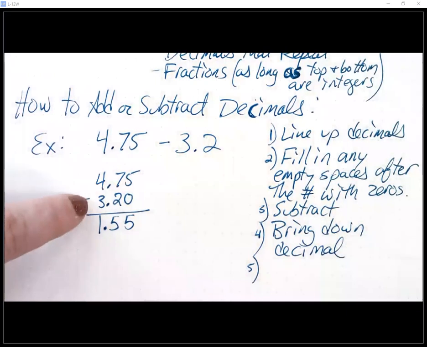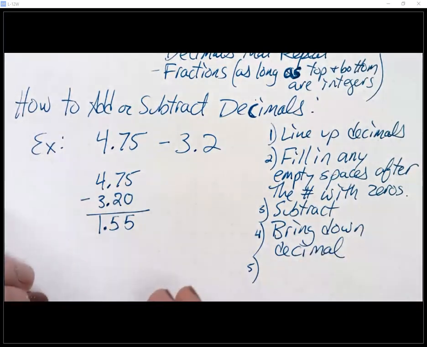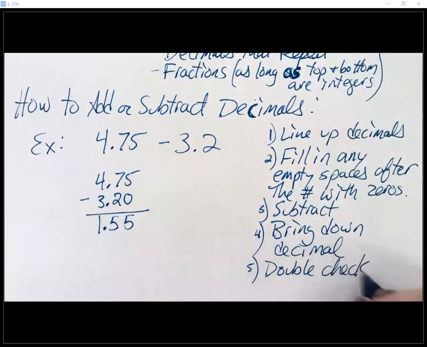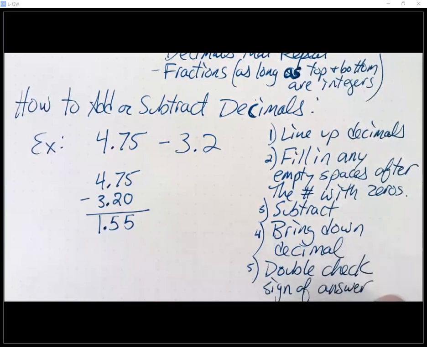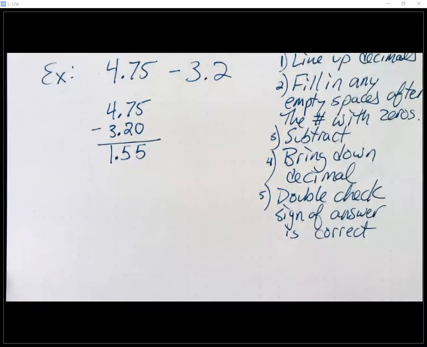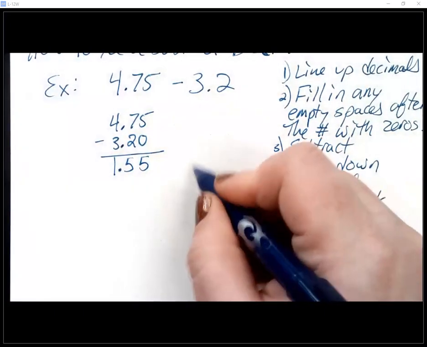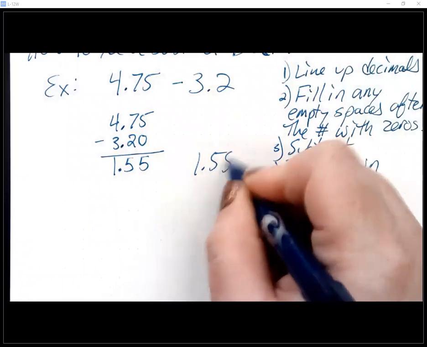So I'm just going to add as a last step, make sure the answer that you got is the right sign. Double check sign of answer is correct. So this one is positive, so 1.55 would be my final answer there.